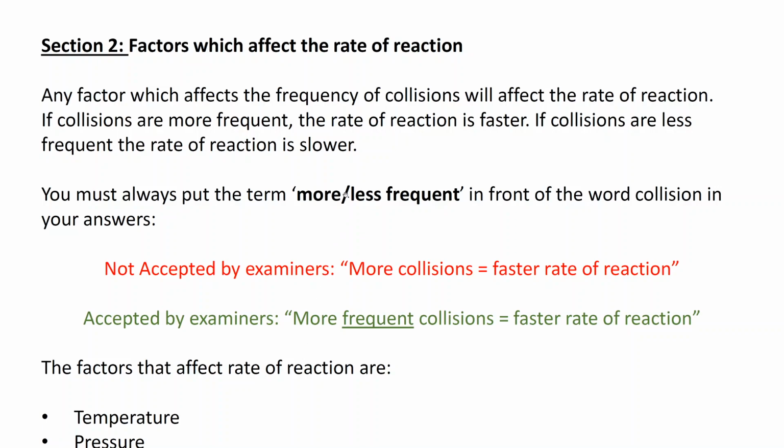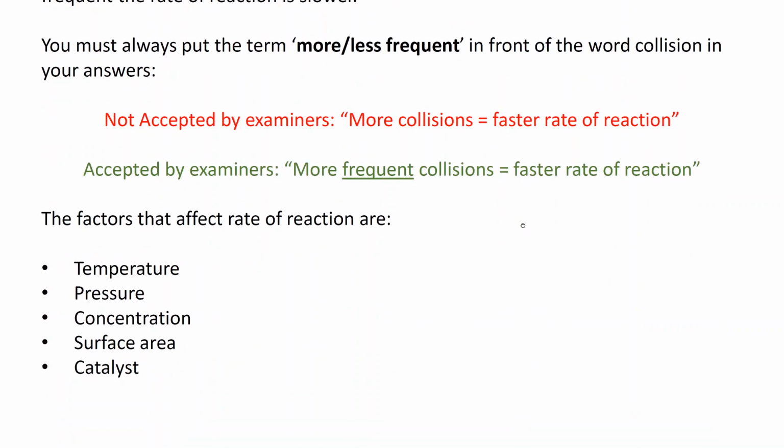We're now looking at factors which affect the rate of reaction. I said earlier that any factor which affects the frequency of collisions will affect the rate of reaction. So we talked about particles getting used up, lowering their concentration, which results in less frequent collisions. When we talk about collision frequency, we've always got to put the word frequent in front of the word collision and then say whether the frequency of collisions is more or less. So an examiner wouldn't accept more collisions gives you a faster rate of reaction, but they would accept more frequent collisions gives you a faster rate of reaction. So please do not be writing more or less collisions. Say more frequent collisions or less frequent collisions.